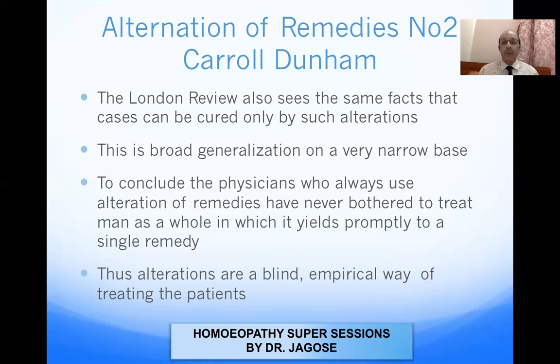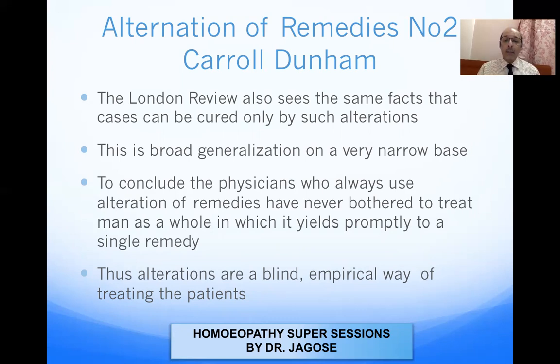So therefore, if you use alternation of remedies, you have never bothered to take into consideration the man as a whole or the full totality of the symptoms. But you are just taking two remedies which probably fit the totality. One remedy fits one part, the second remedy fits another part. So in combination, both the remedies fit the exact totality.